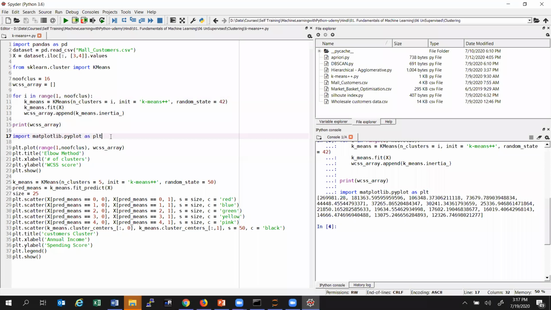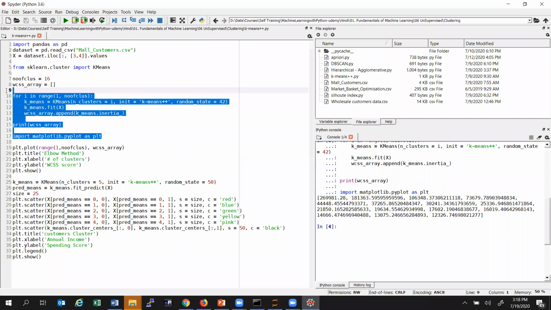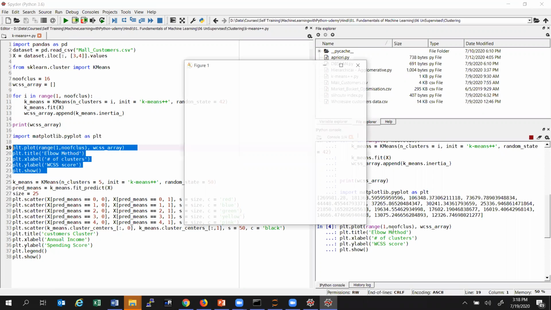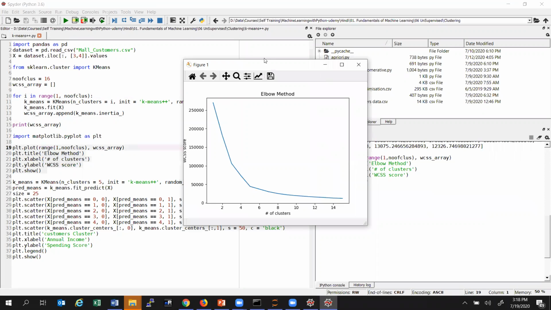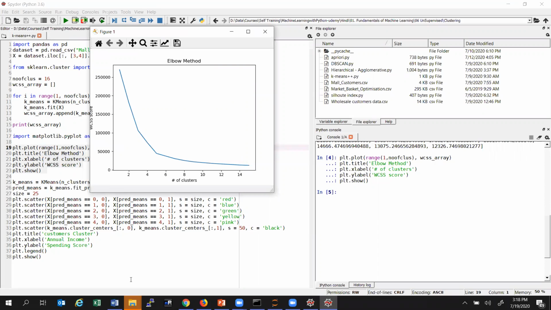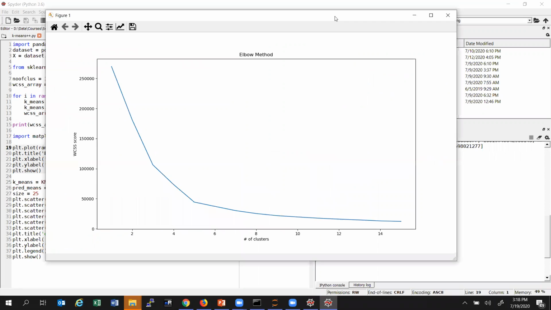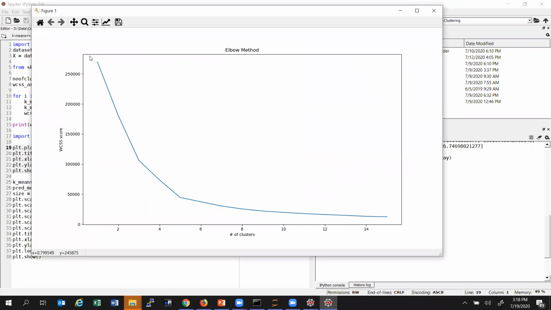So last point we did till here. Now I will create the graph. So here you can see the graph, right? Yes. So you see this WCSS, whatever was there in the slide, it was the screenshot of this only.